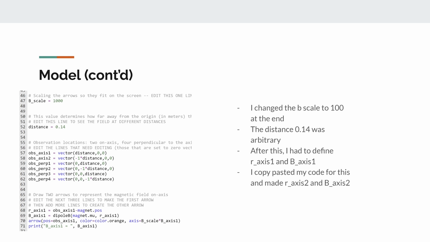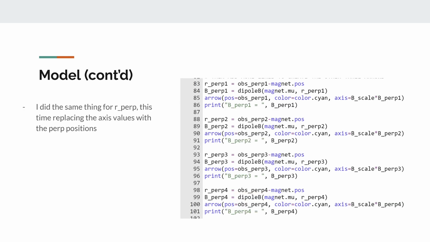After this, I had to define R axis 1 and B axis 1. For R axis 1, it's just observation axis 1 minus the position of the magnet. And then B axis 1 is just the function. I just inputted magnet.mu and R axis 1 into the dipole B function. And then I changed the axis to B scale times B axis 1. And then I did this for R axis 2. And I also did it for all the R perps.